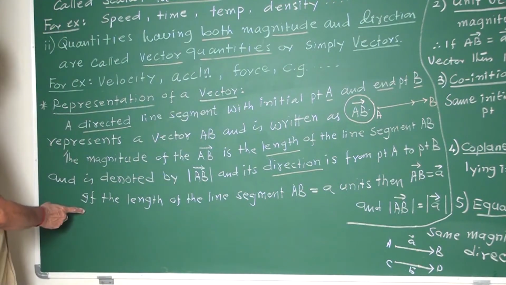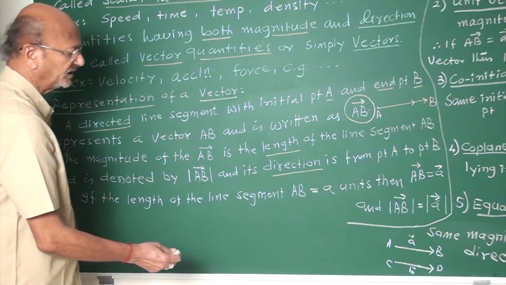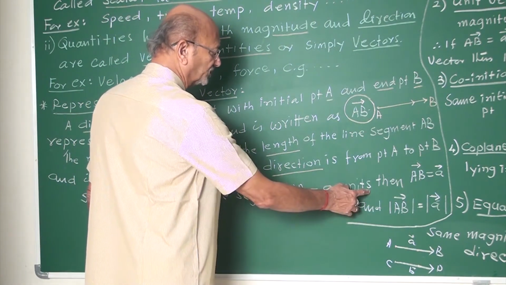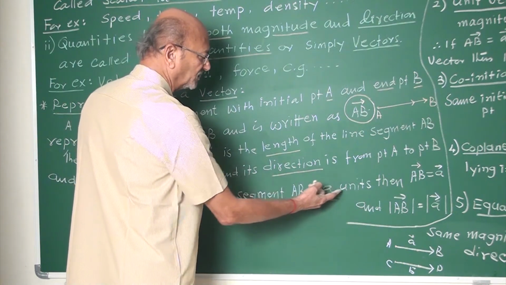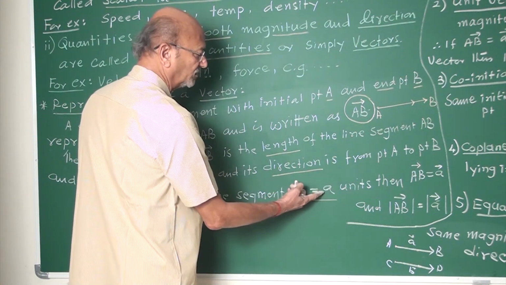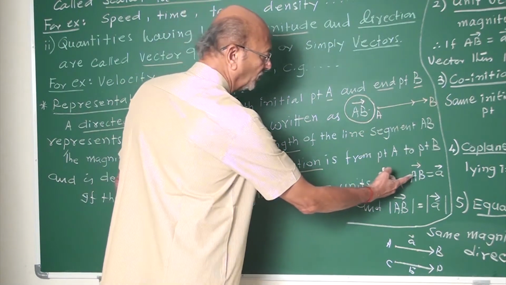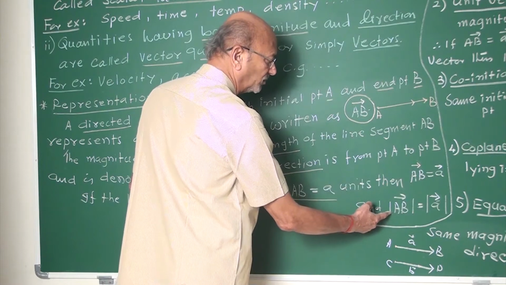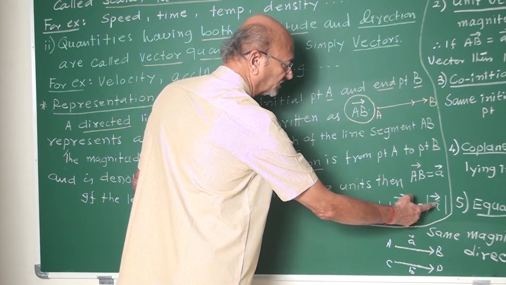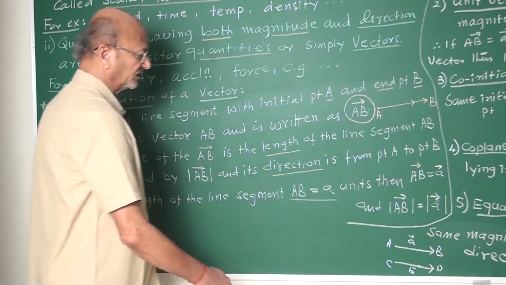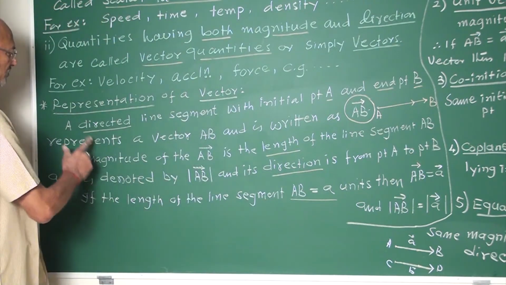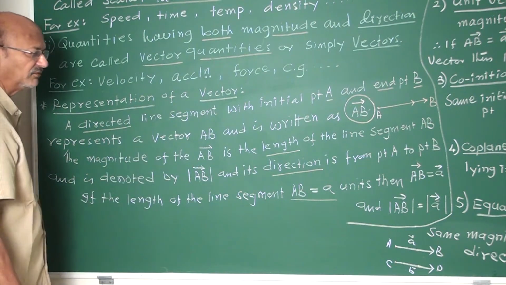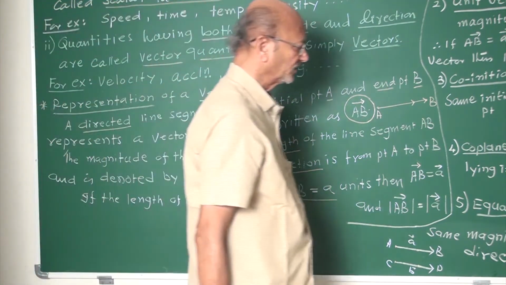Yes, my friends, if the length of the line segment AB is a units, you mean either a centimeters or a meters, anything, in general we have taken a units, then vector AB is vector a, and magnitude of the vector AB is magnitude of the vector a. My friends, this is nothing but the representation of a vector. After that come types of vectors, my friends.